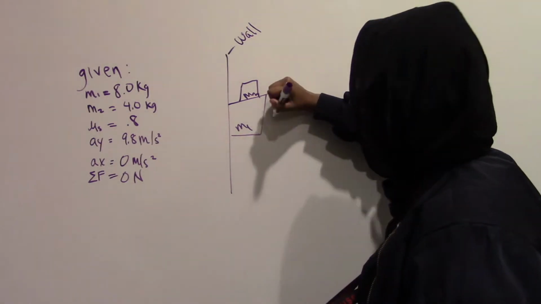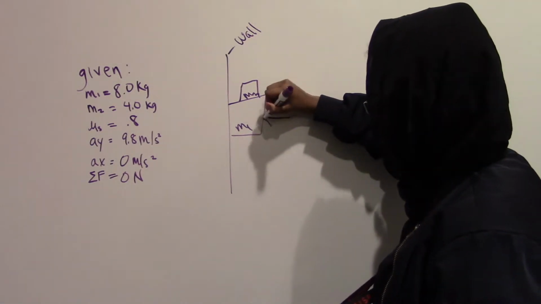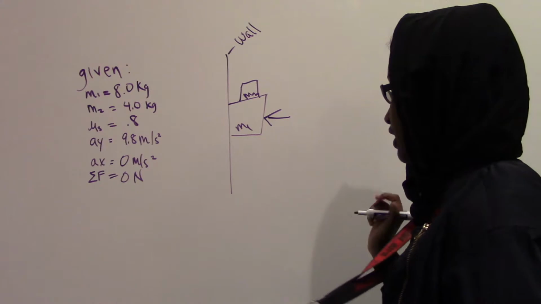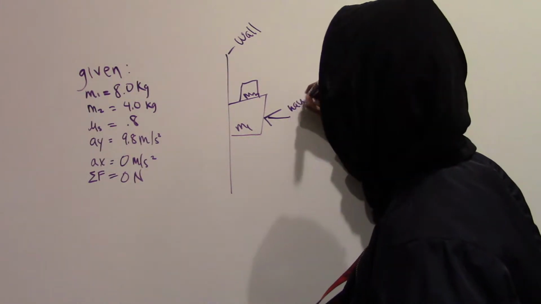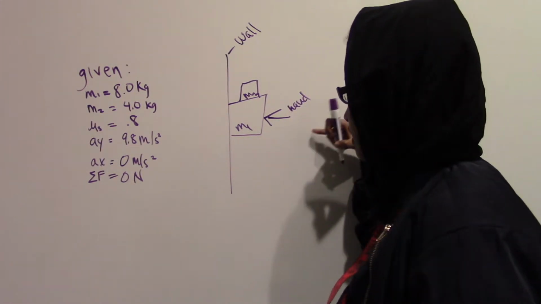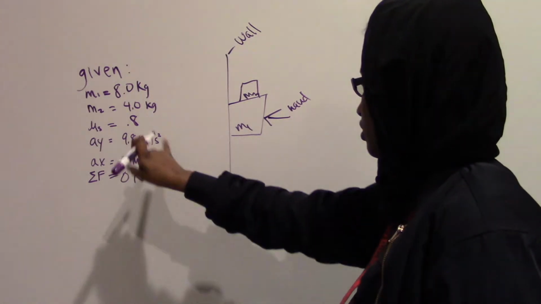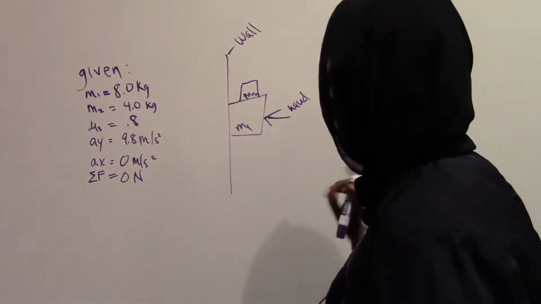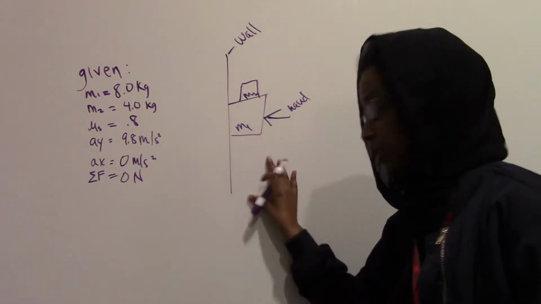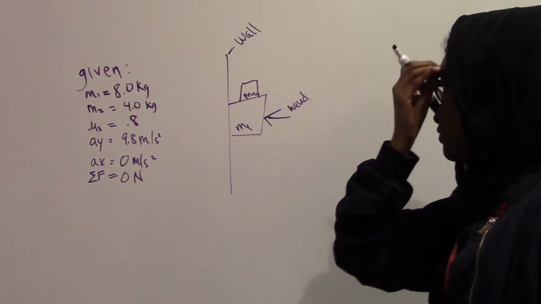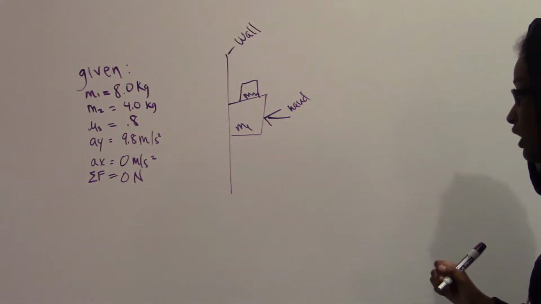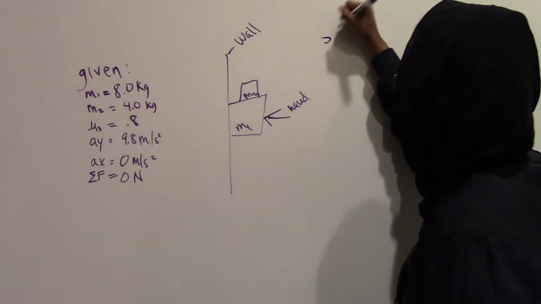And then we have a hand, right? Because I'm not an artist, I can't draw a hand, I'm just going to draw an arrow. So it's the hand that's pushing the box into the wall, and then the wall is pushing back on it, so nothing's moving. So this is our general picture. So now I'm going to draw, first let's define our system, right?